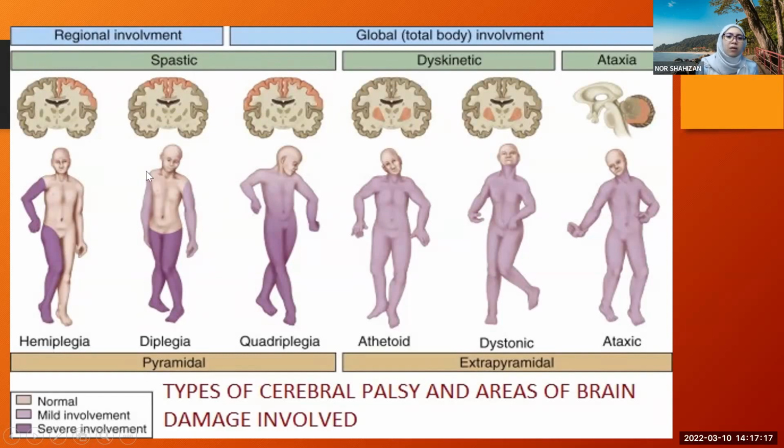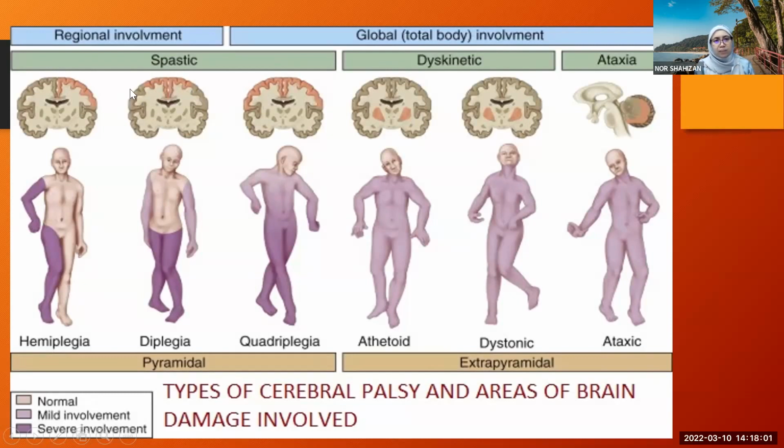Diplegia means the involvement of all limbs, but the presentation is more on the lower limb compared to the upper limb, and more on the distal part. From the brain overview, you can see the involvement is over here, both of the central part of the brain. If you relate to the homunculus presentation, the central part controls the movement of the lower limbs, and the outer part controls the upper limb. You need to relate back to your anatomy.